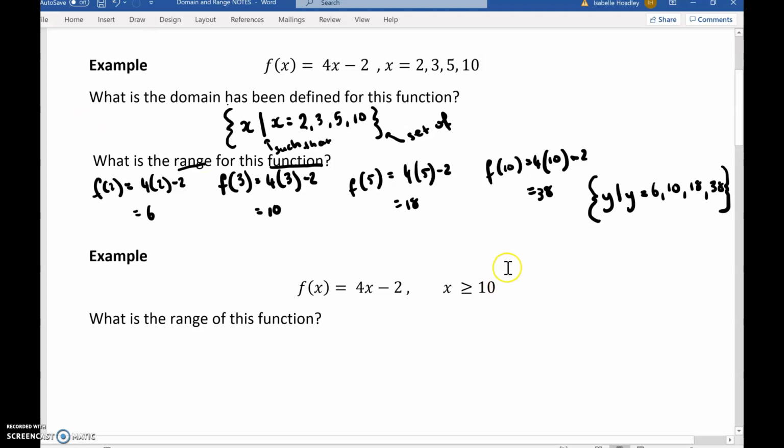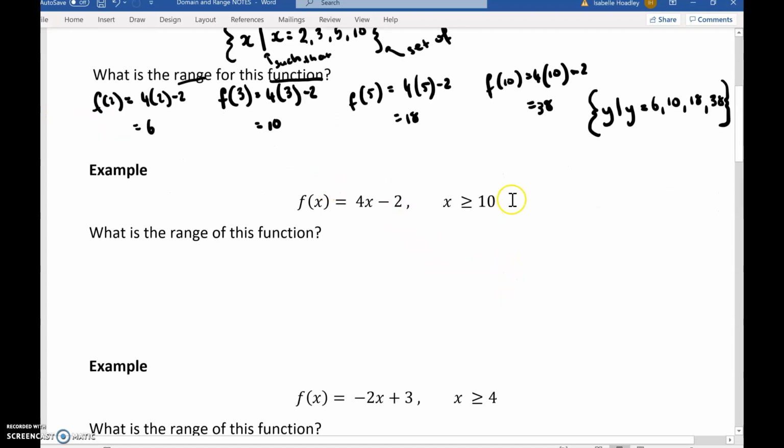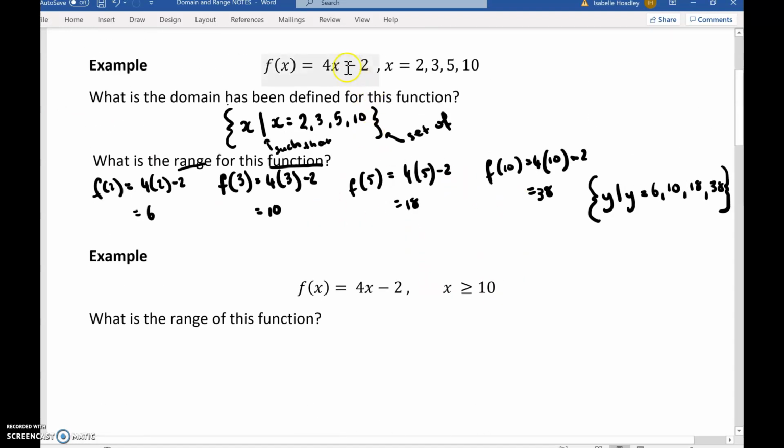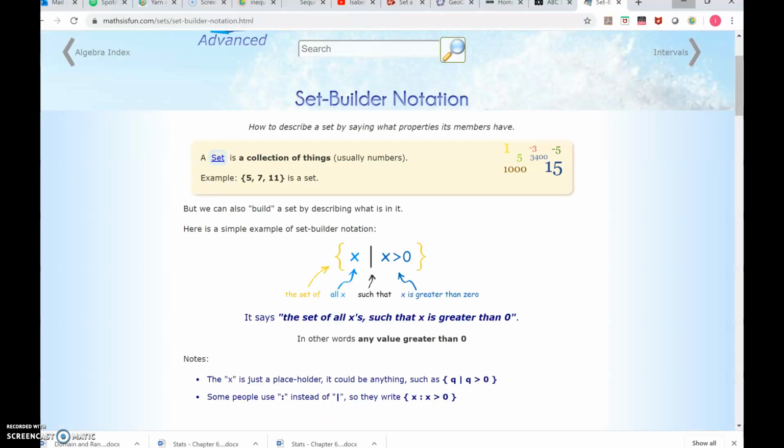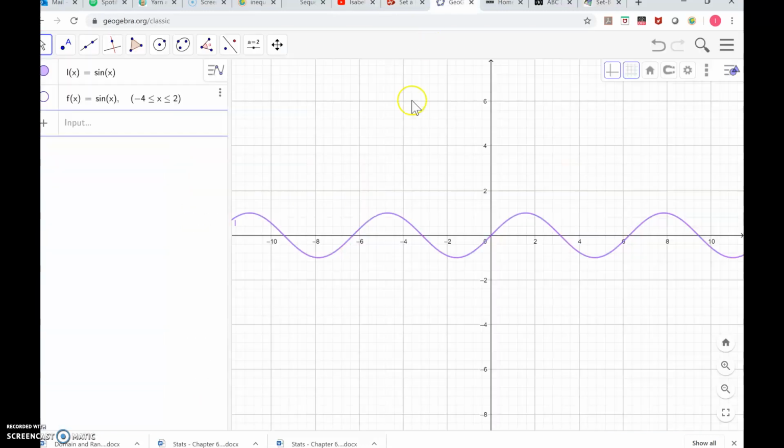Things become a little bit more complicated when we put in an inequality. You will rarely find domains for functions where you've got discrete sets of x values, because that's really just looking at 4 different points on a graph. What's more common is, like the ones we were looking at before, where we want to talk about all of the values between a few points.